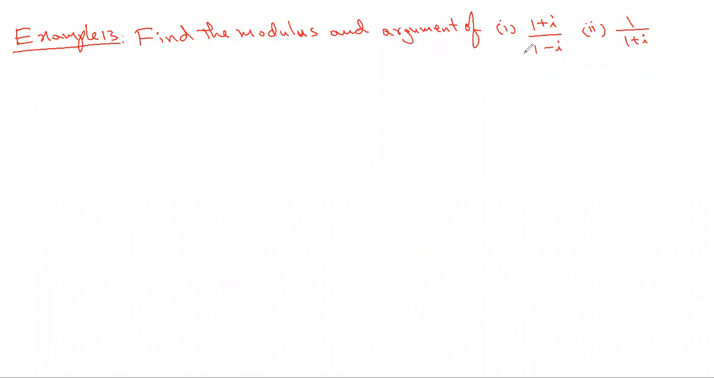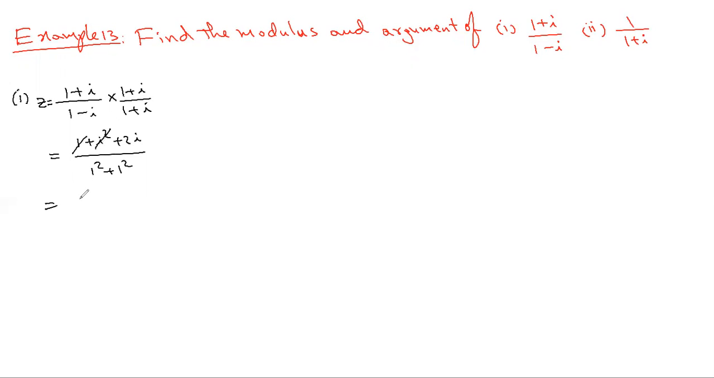For the first part, first we need to convert into a plus ib form. Then it is easy for us to find the argument or modulus. So first complex number, let us name this as z, equal to, multiply with the conjugate of the denominator, which is 1 plus i by 1 plus i, which is equal to numerator 1 plus i whole square, 1 square plus i square plus 2i, by 1 square plus 1 square. 1 and minus 1 get cancelled. 2i by 2, which is equal to i.